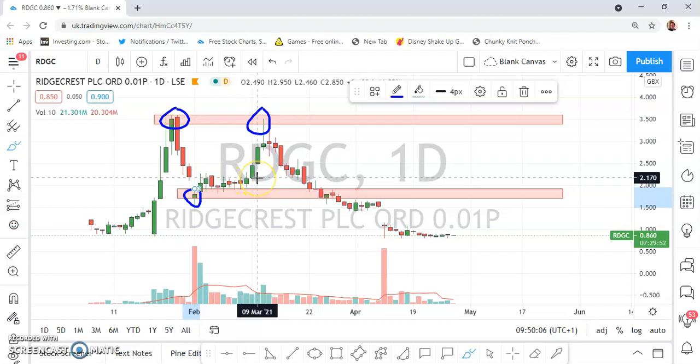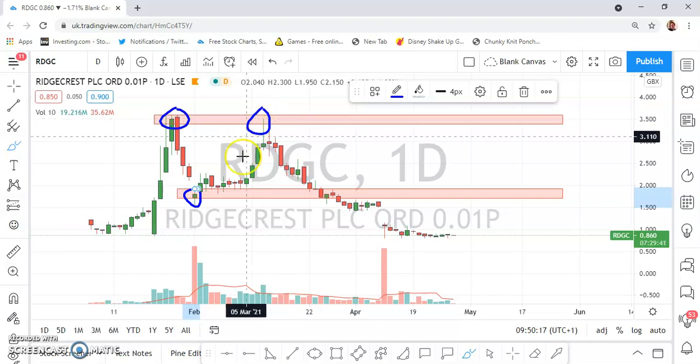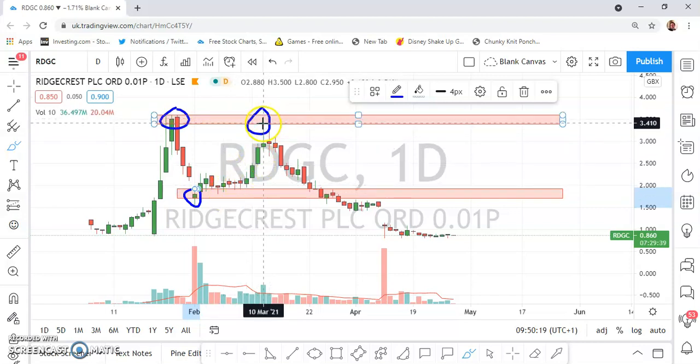Let's say you entered at the top of this wick here, so 2.170, you're getting all the way up to 3.5 from roughly 2.1, 2.2 levels. So it's a big gain and a nice tidy profit on that particular example we've used there.